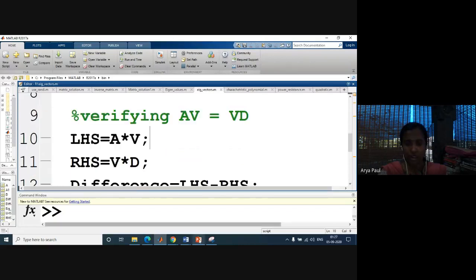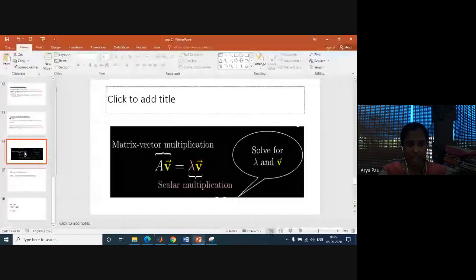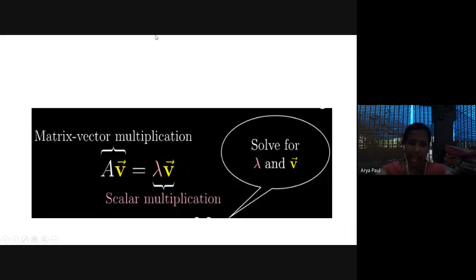Now let me show you one thing regarding this eigenvector. Eigenvector is basically AV equal to lambda V. A is a matrix, V is the eigenvector, lambda is the eigenvalue. This lambda is a scalar value, as you already know. V is a vector. AV is equal to lambda times V.